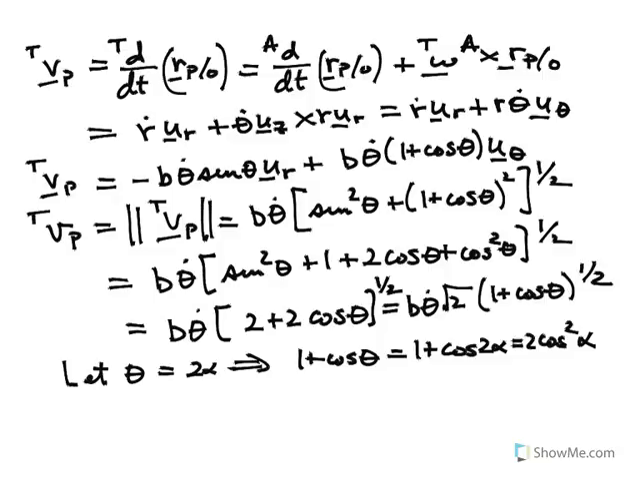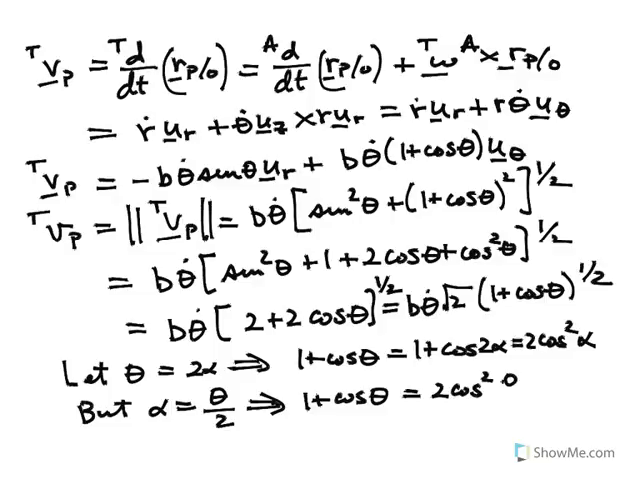But because theta is equal to alpha over 2, that tells me that alpha is equal to theta over 2. So that I can use this result to give me 1 plus cosine of theta, which is 2 alpha. This gives me 1 plus cosine of 2 alpha, which is theta, is equal to 2 cosine squared theta over 2. I can now substitute that into the speed.